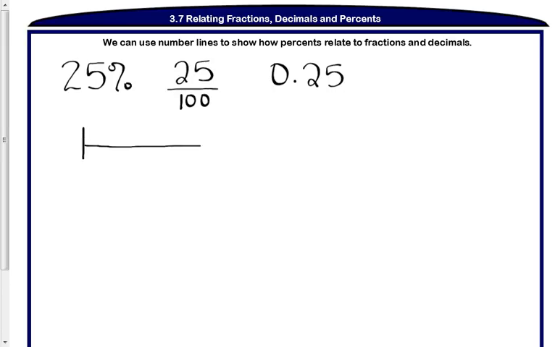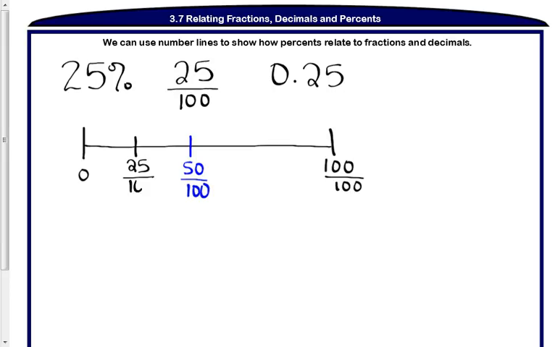What we're going to do now is represent these numbers on a number line. So the first number line I'm going to draw involves fractions. So I have 0 on the left, and my whole number would be 100 out of 100. Before I plot this number, I think in my head, what would halfway be? So if 0 is on the left and 100 out of 100 is on the right, what would the middle be? Well, half would be 50 out of 100. So then I know that I have to plot 25 out of 100 onto the number line. So it's about right here, 25 out of 100.